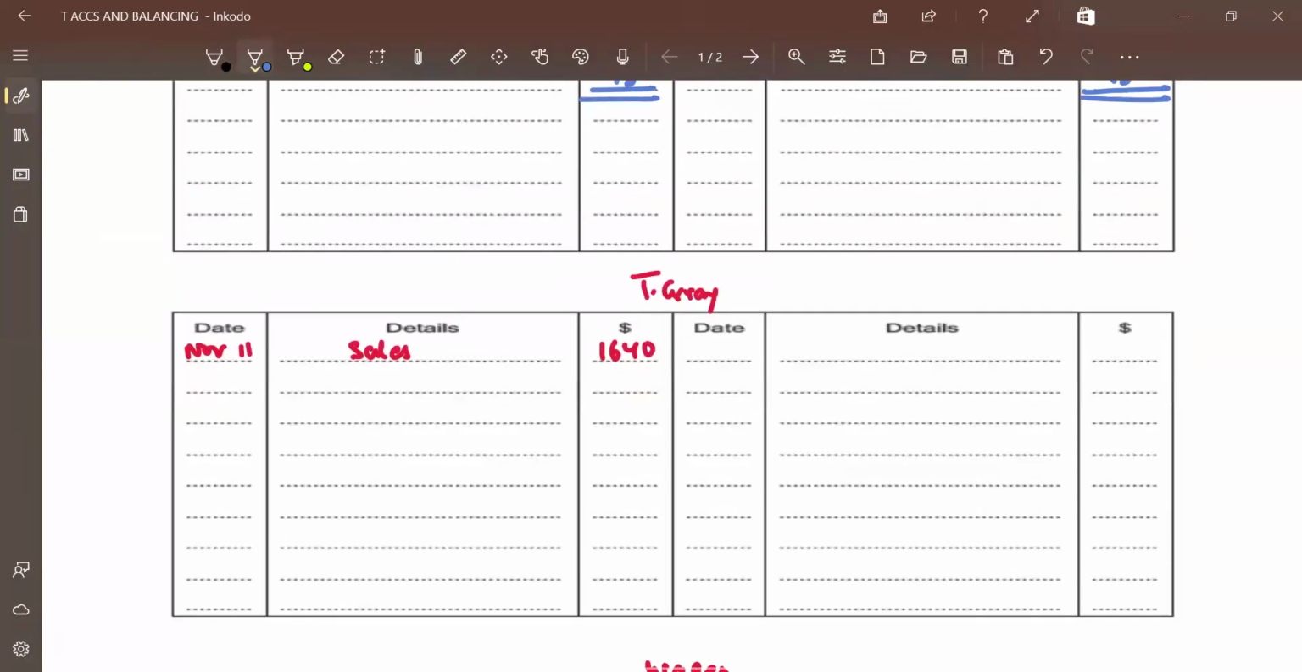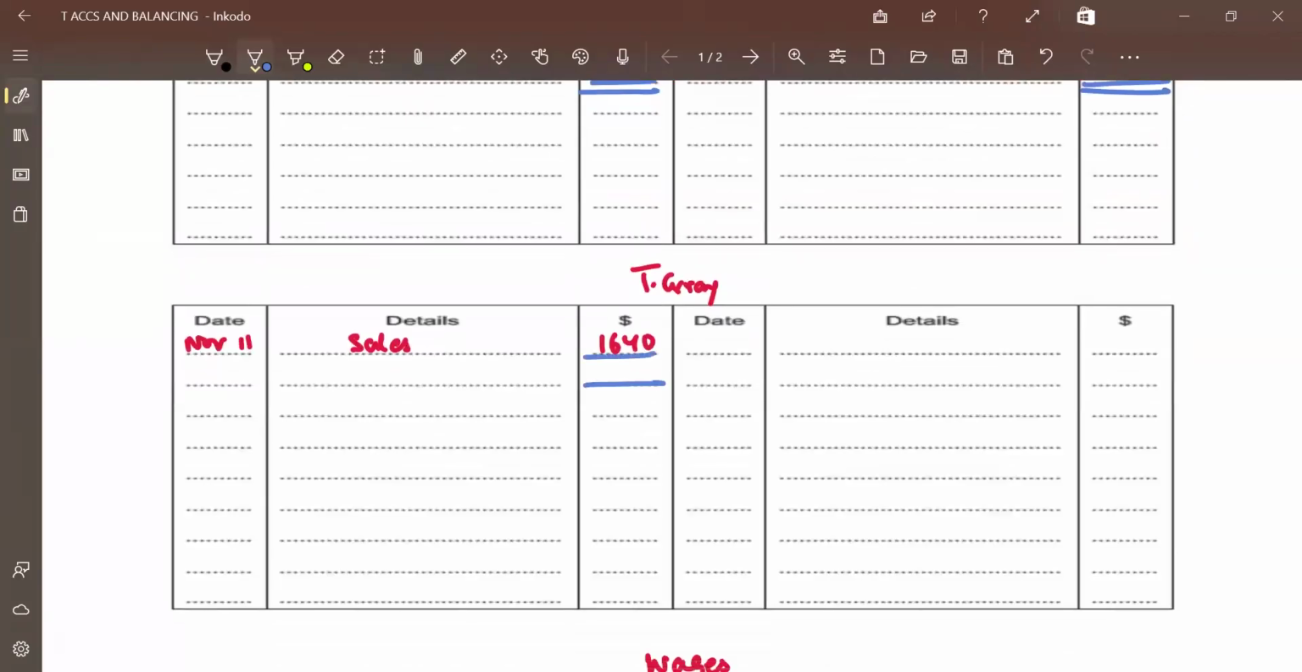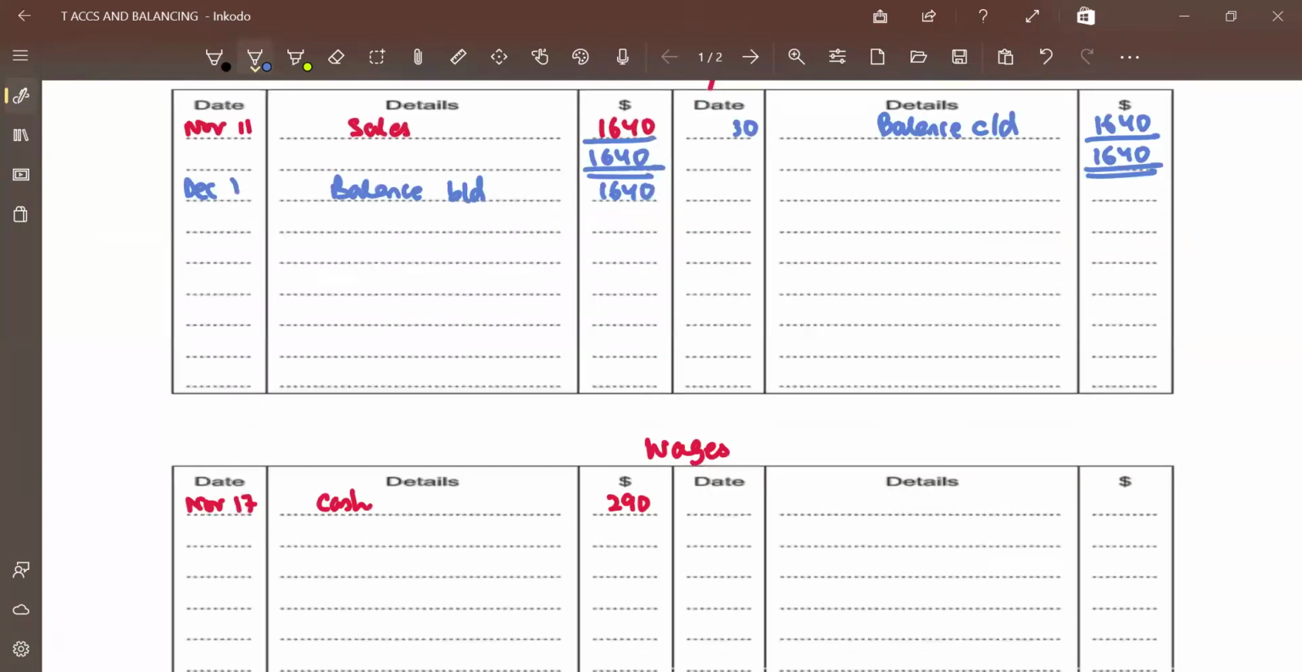Next is T Gray. So you sold goods to T Gray worth 1640. You write 1640 on both sides. The total has to be in the same line. However, he still owes us, right? The balance is carried down at the end of the month. We will receive this amount maybe next month, but we have to carry his balance in our books. It's 1640. The account is not settled. It's on the 1st of December.